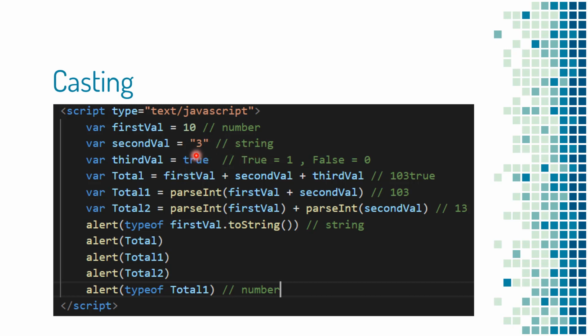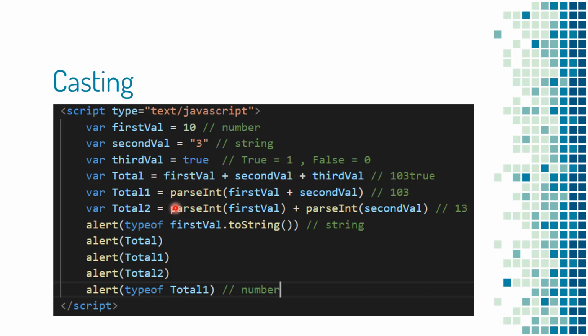And this is the way it's working. If you want to force JavaScript to deal with this variable as a specific data type, you may use parseInt to cast it as a number, or you may do something like this if you want to cast it as a string. And for sure, if you want to cast it as a boolean, you can just call the function Boolean and pass the variable that you want to change.